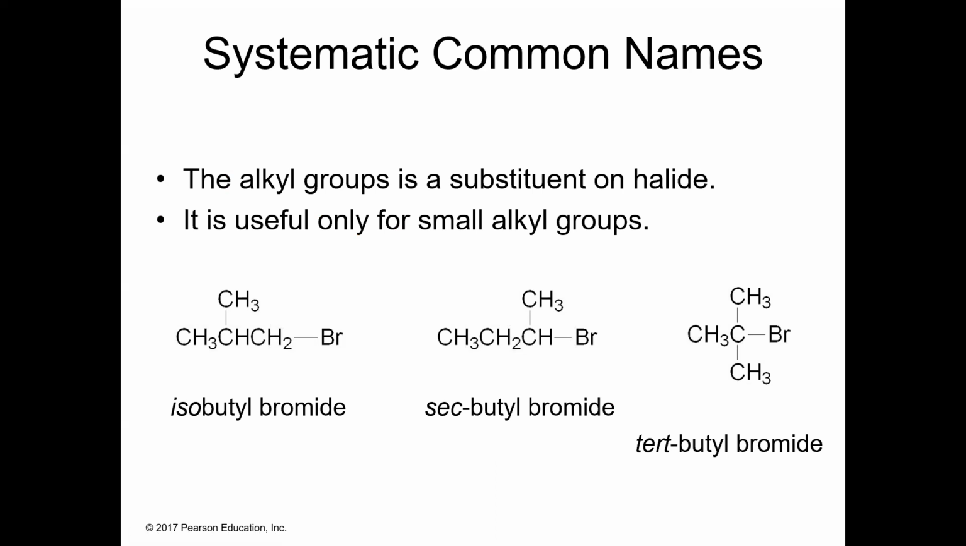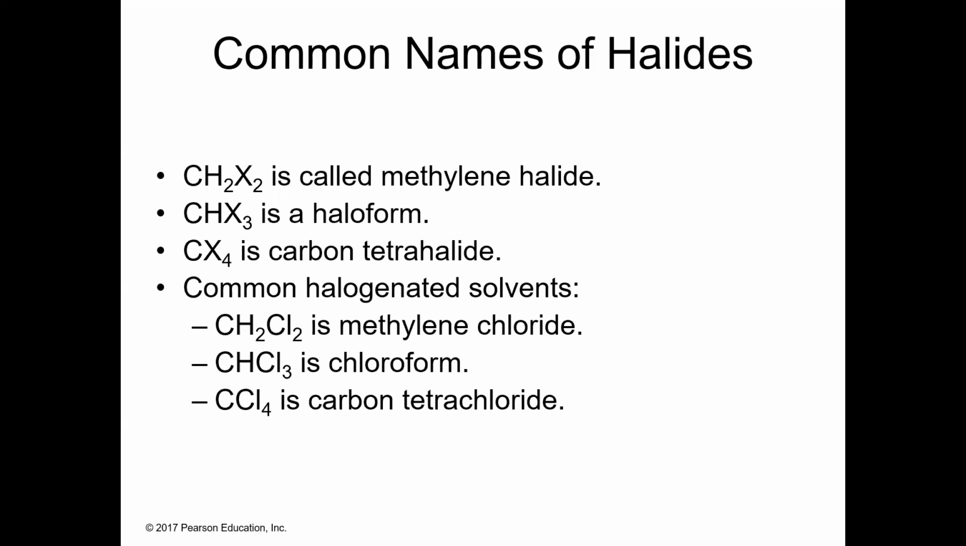Many of these smaller alkyl halides are known by common names. This first one is also known as isobutyl bromide. In the IUPAC, it would be 1-bromo-2-methylpropane. Here we have sec-butyl bromide, which would be 2-bromobutane. We have tert-butyl bromide, or 2-bromo-2-methylpropane. But many of these are widely known commercially by their common names.